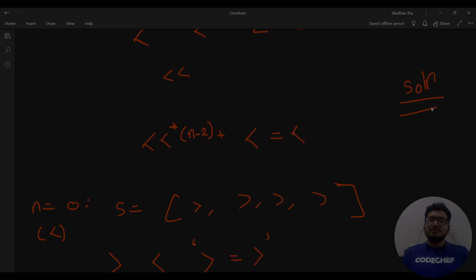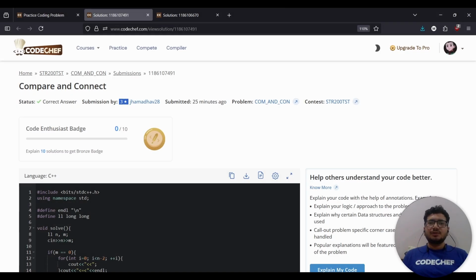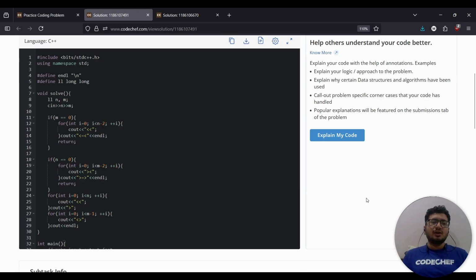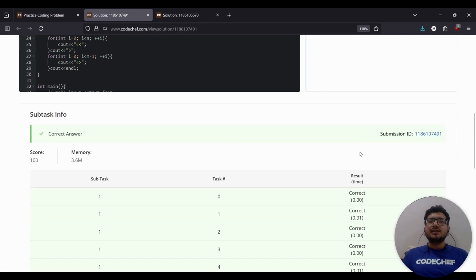Let's see how we can implement the solution in C++. So for each test case, we call the function solve, and in solve we take the input of n and m, and then we go over all the three cases. If m is 0, we only have the smaller sign. If n is 0, we only have the greater sign, and if both of them are not 0, we use the three cases that we saw in our approach. We print all of them, and as you can see, I've got an AC in my C++ implementation.